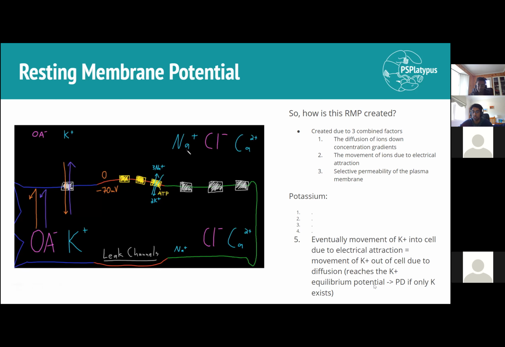And what that is essentially, that would be the potential difference or the voltage across the cell if only potassium existed. However, we have a bunch of different ions that do a bunch of different things, and that's going to change. It's all going to combine into a certain potential difference across the membrane.